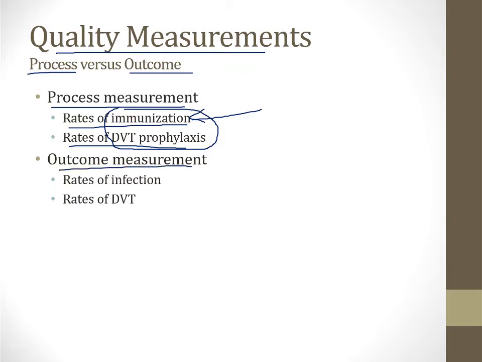Outcome measurements, on the other hand, are measuring things that actually matter to patients: rates of infections, rates of DVTs. These are outcomes of care that we want. Now, ideally, we would always measure the outcomes of care, things like infections or DVTs or death rates. However, if we only did that, we would miss all the different process steps that lead to that outcome. Because before you're going to eliminate infections or DVTs, you have to immunize people and you have to administer prophylaxis. So we want to measure the process steps that lead to the outcomes so that we can make sure we get the outcomes that we want.